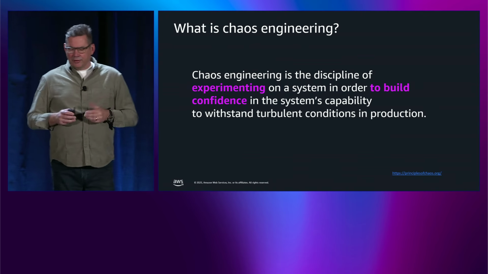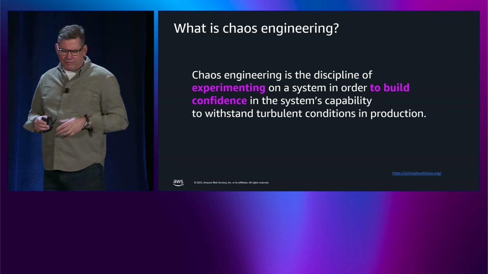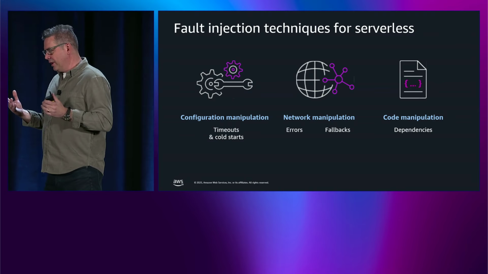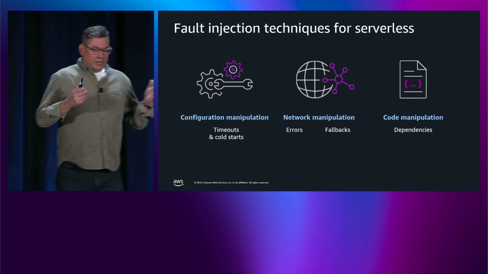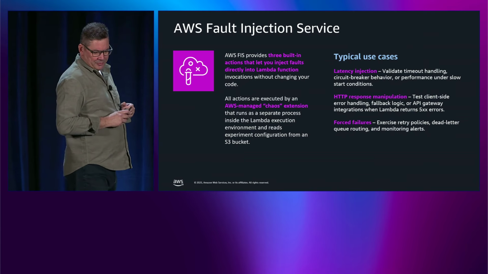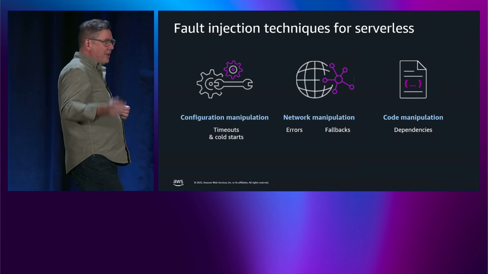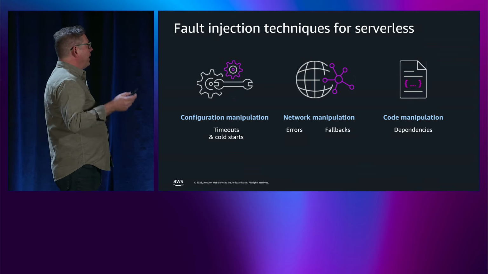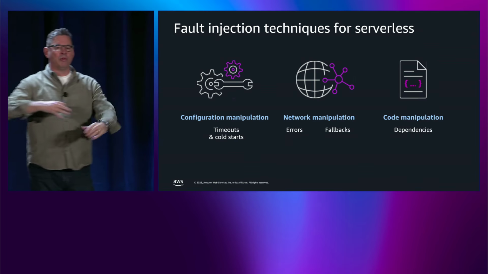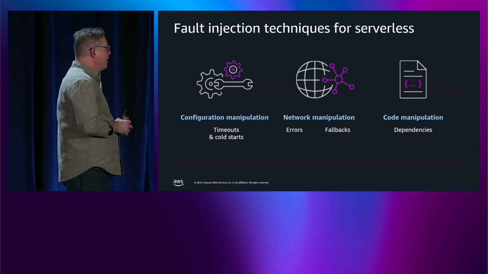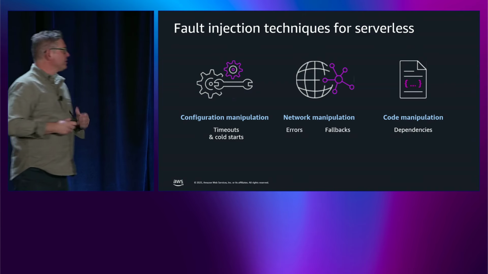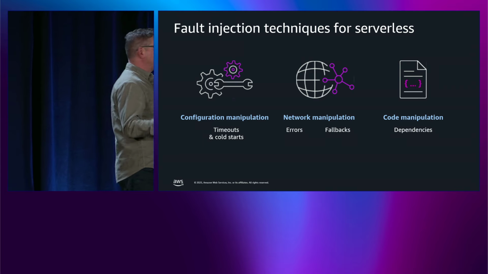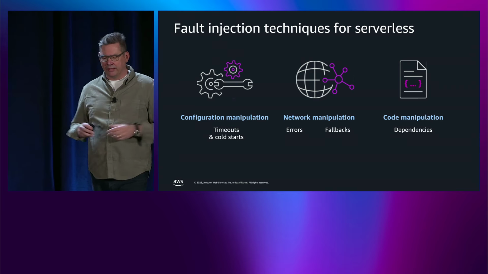And the chaos engineering capabilities here are fundamentally supported by our service through the, hang on a second. There you go, the fault injection service. But ultimately, what we want to try and do is look at ways that we can manipulate state or the behavior of our underlying system by introducing things like timeouts and cold starts, and manipulating the network so it actually creates errors or fallbacks in our environment.